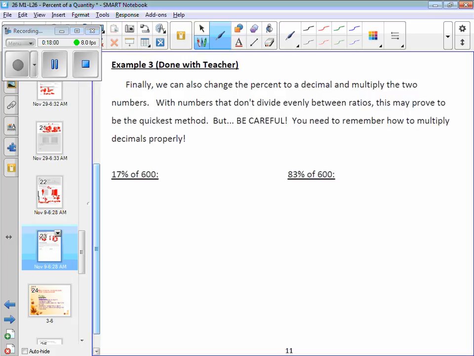617, which is the longer digit, which has the most digits. Always put the most digits on top. 17% as a decimal.